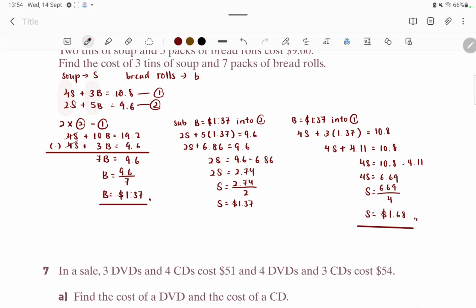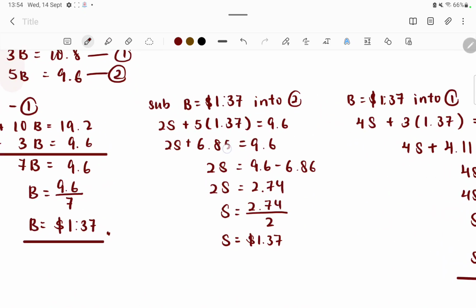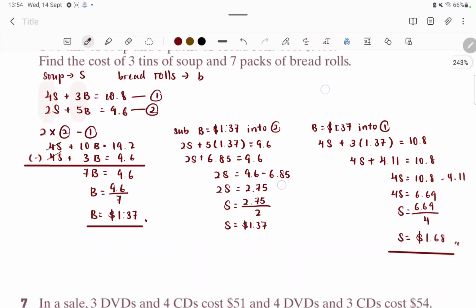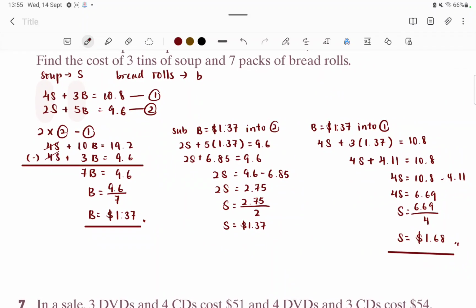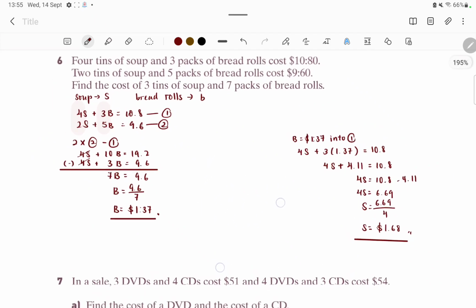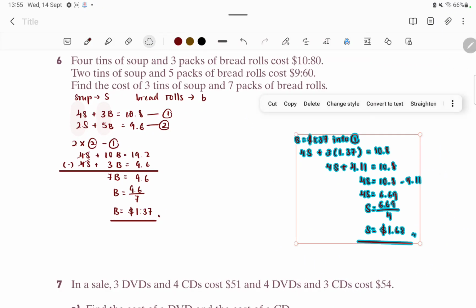Okay, let me see if I did any mistakes over here. Okay, I think because they shouldn't be the same answer, it's better for you to substitute into the first equation. So this is how you solve it.